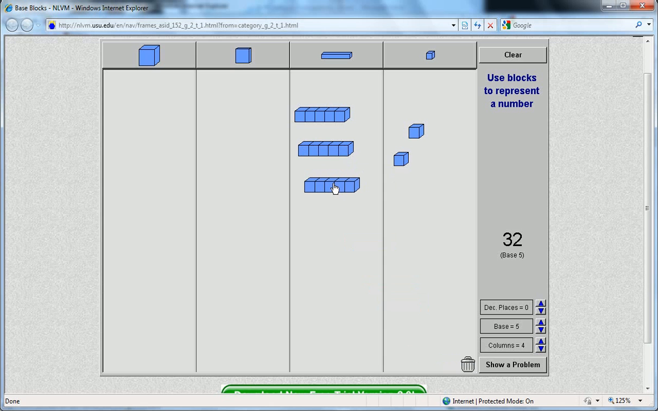So 1, 3, 1 base 5 subtract 4, 4 base 5 gives you 3, 2 base 5. And then using the fact family, 3, 2 base 5 plus 4, 4 base 5 gives you 1, 3, 1 base 5. I hope this helps.